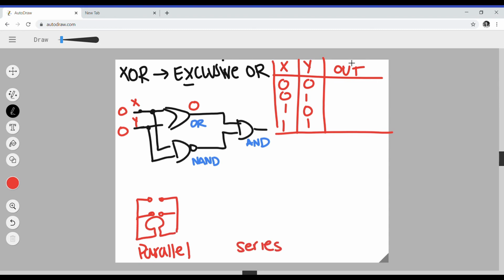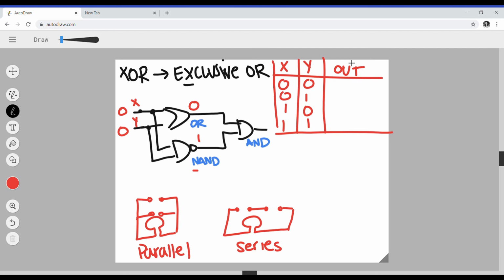And then series, we'll also have 2 switches, but they're pretty much reliant upon both of them being closed. Okay, so for the AND, if both switches are open, then the light bulb will not turn on. But since it's a NAND gate, we'll go ahead and flip that. So it'll be a 1.